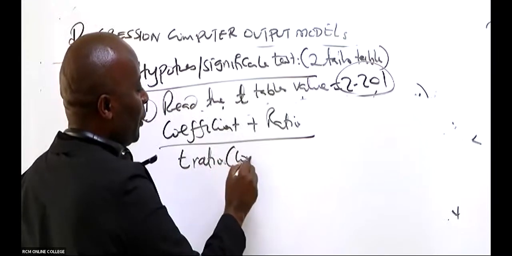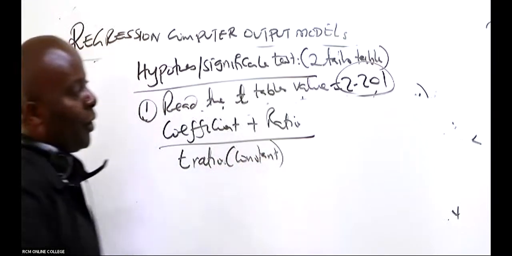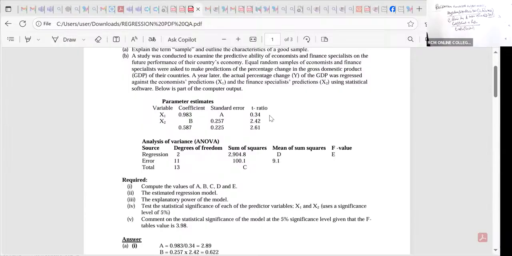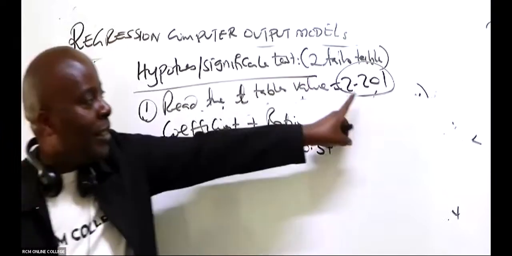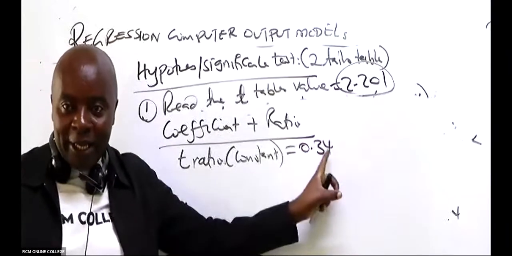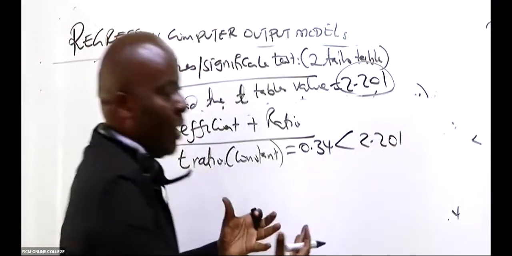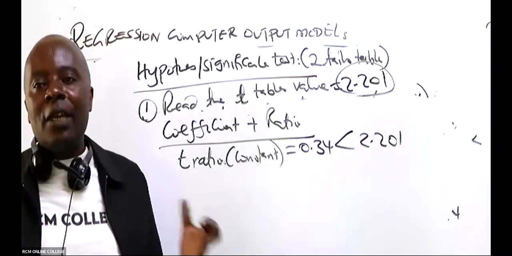Yeah, for the constant. So the constant T ratio that we have there, my good students, you can see the T ratio that we have. Yeah, the first one is 0.34. Is there someone who is able to see 0.34? Yeah, so 0.34, and this 0.34 is insignificant. It's smaller than the significance value. This is smaller, isn't it? So in this case here, you say this is less than 2.20. It's not big enough. It is insignificant.